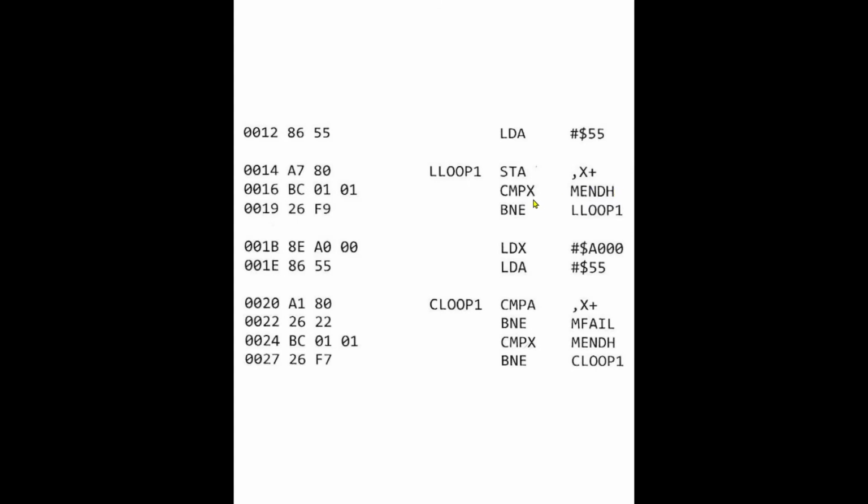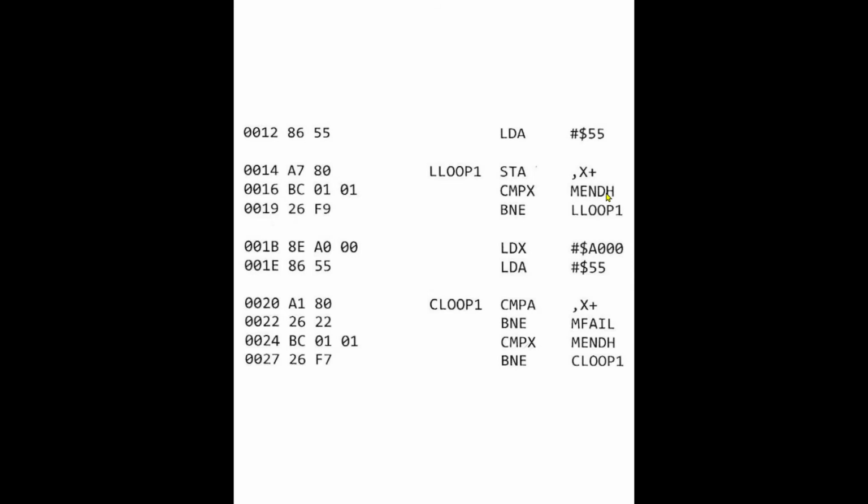If it is equal, then we branch not equal down to here. But if it's not equal, we jump back up here and continue to the next address. And so now we would be at A001, and we store 55, which is in the A register, at A001. And we keep doing that until the compare X memory end high is equal.